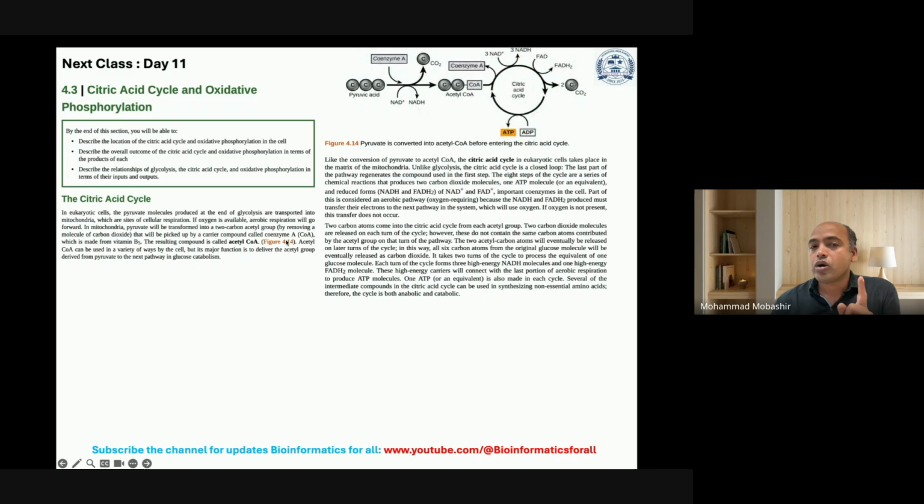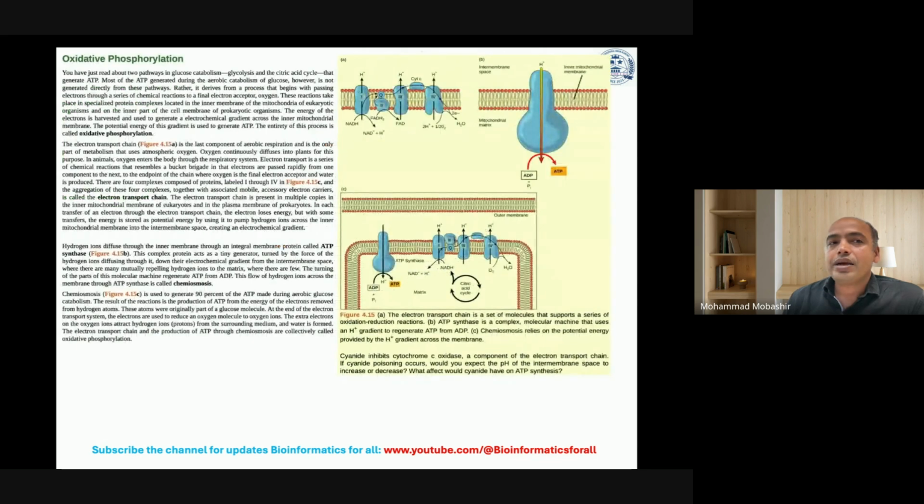a carrier compound called coenzyme A, CoA, which is made from vitamin B5. And the resulting compound is called acetyl coenzyme A. Acetyl coenzyme A can be used in a variety of ways by the cell, but its major function is to deliver the acetyl group derived from pyruvate to the next pathway in glucose catabolism. As I mentioned for glucose, in the same way you can also summarize the citric acid cycle and try to understand it.